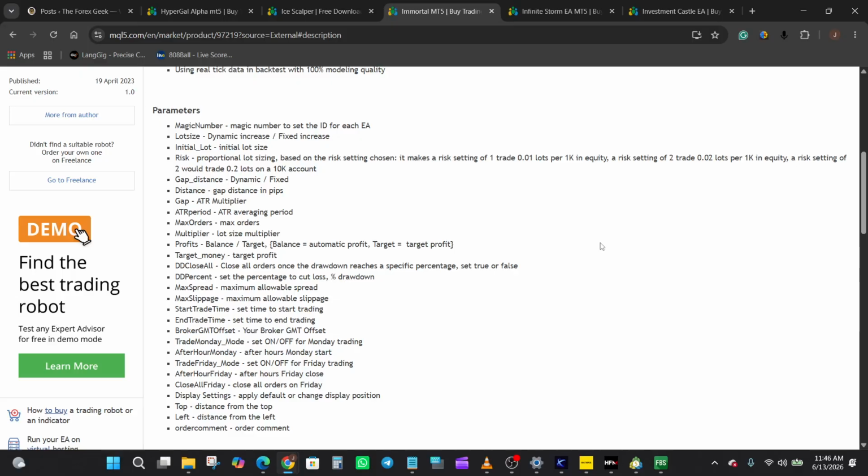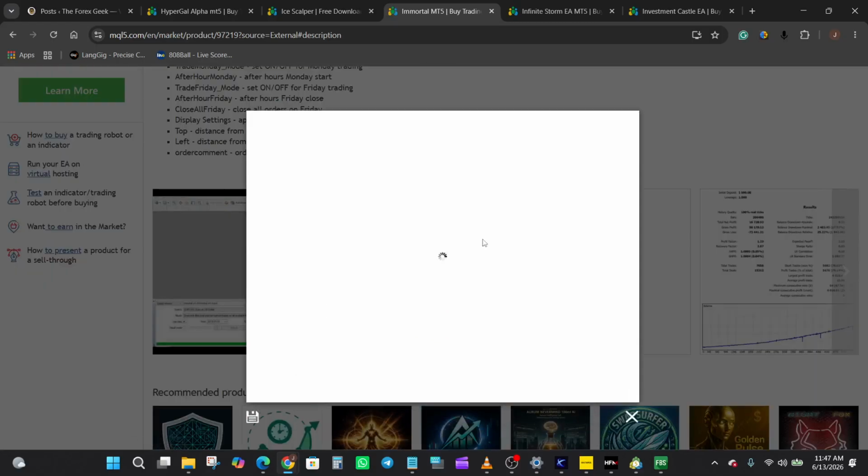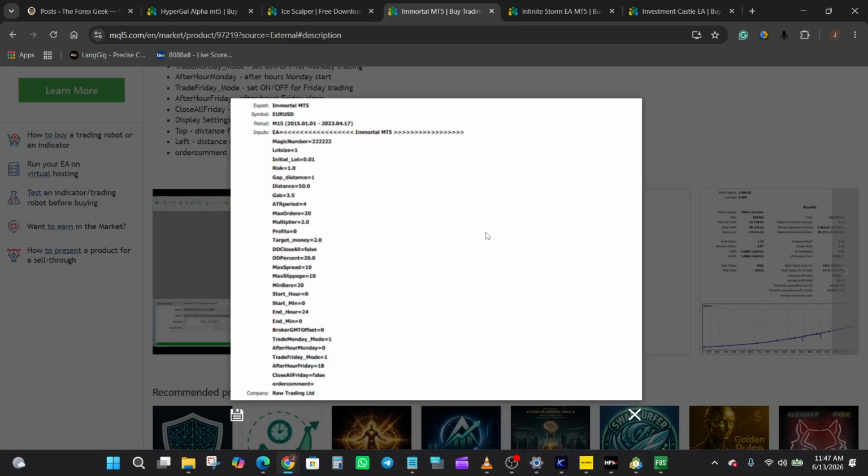Now, moving into the historical backtesting section, the developer specifically mentions the use of real tick data with 100% modeling quality. As always, historical testing is valuable because it allows us to evaluate how the strategy performed during past market conditions, but it should never be interpreted as a guarantee of future performance. So let us start by looking at the information provided here.